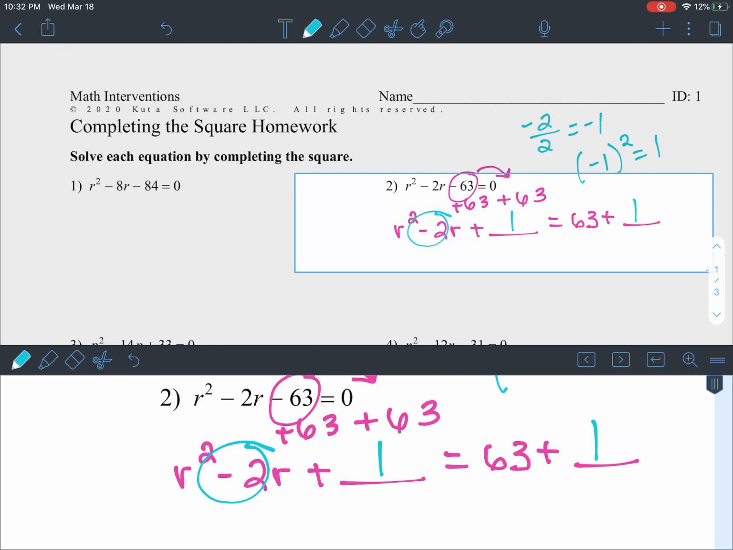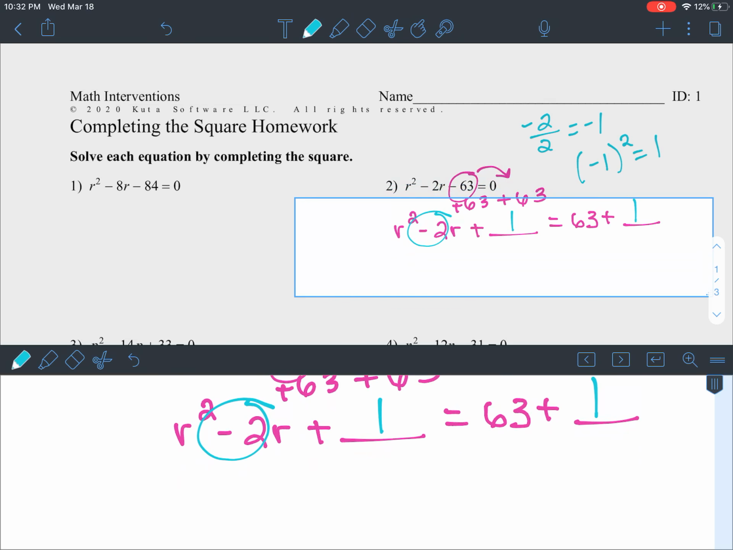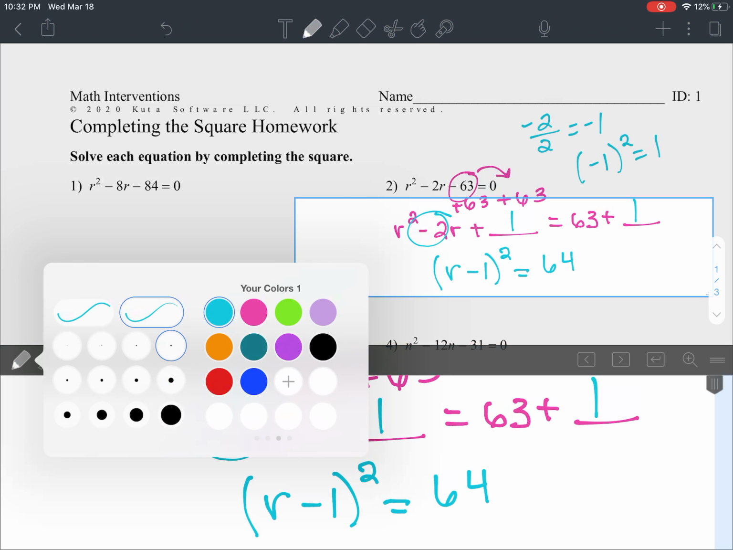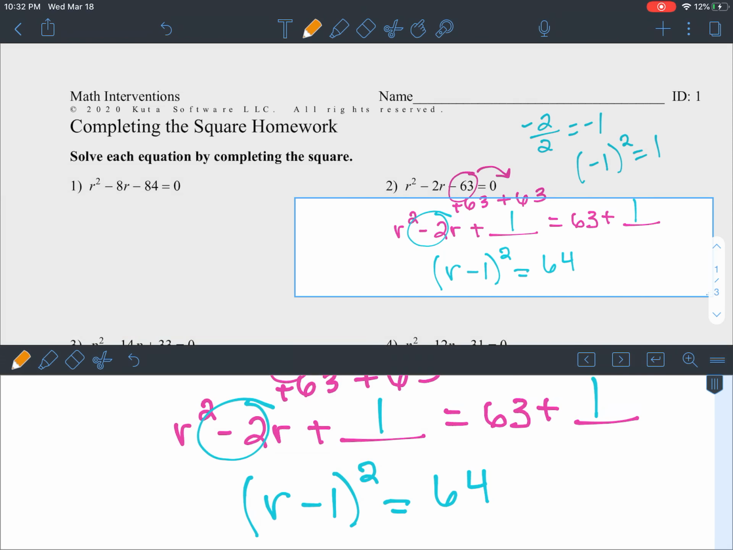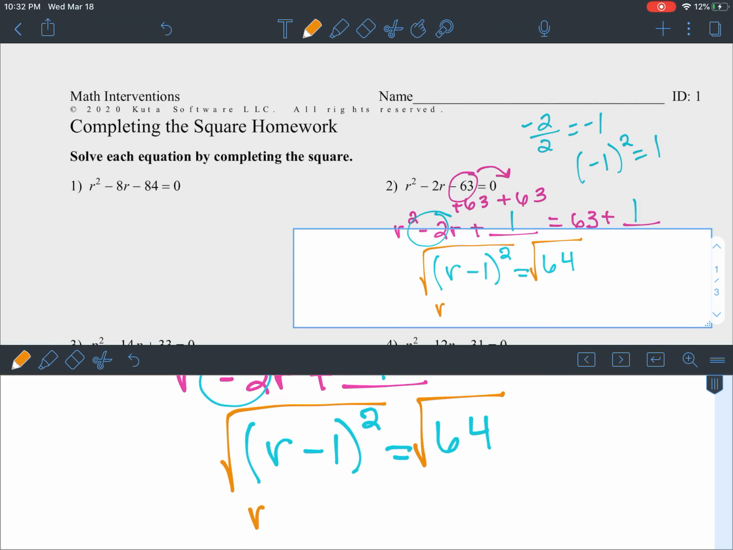So this helps me create those really nice and pretty factors, just like I did in my other video. So when I do this, I can create my variable and then whatever half of b was. So we said half of negative 2 was negative 1, so that's what goes here. And then we do 63 plus 1, which is 64. And then we just have to continue this problem. So we're going to square root both sides. And then we get r minus 1 equals plus or minus 8. So I got the plus or minus 8 from the square root of 64.